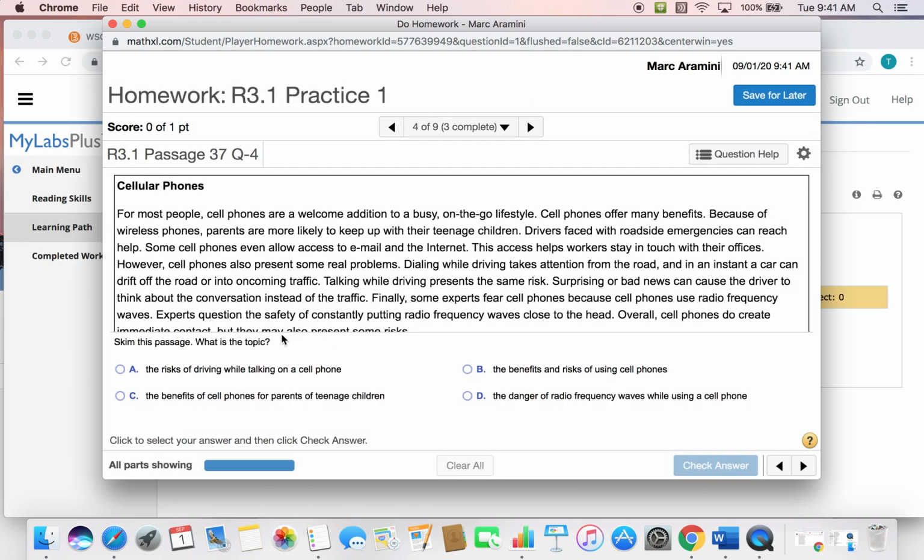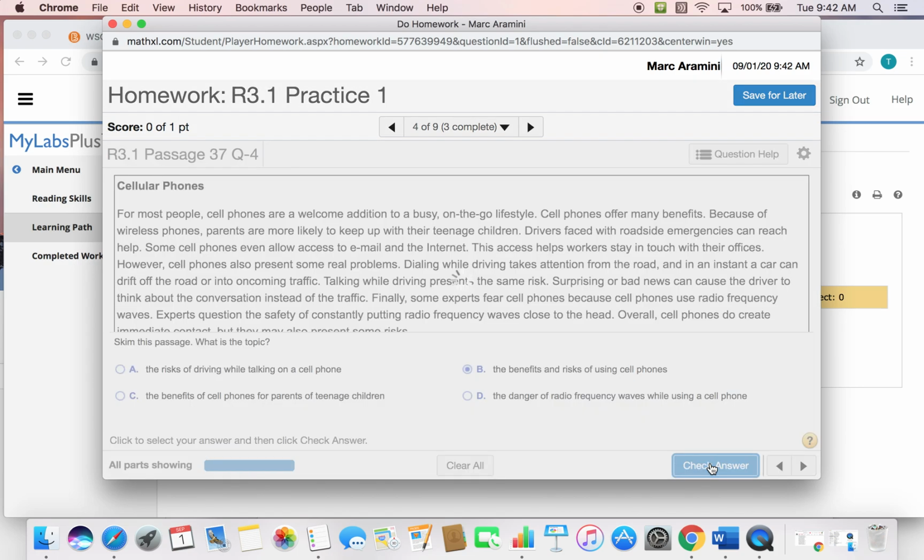Skim this passage. What is the topic? Okay, so risks of driving, that's a small part. Benefits of cell phone, that's a small part. Danger of radio frequencies, a very small part. Benefits and risks fits most of the information that we have, obviously.